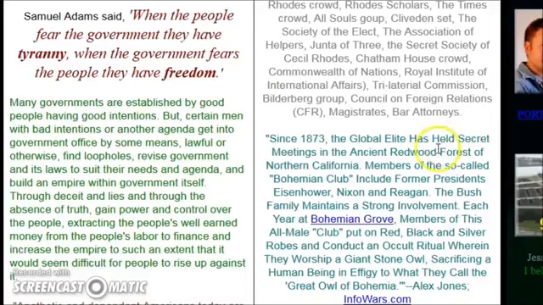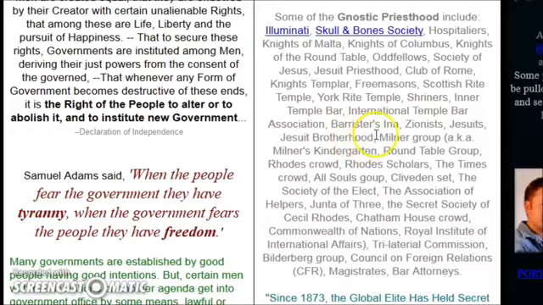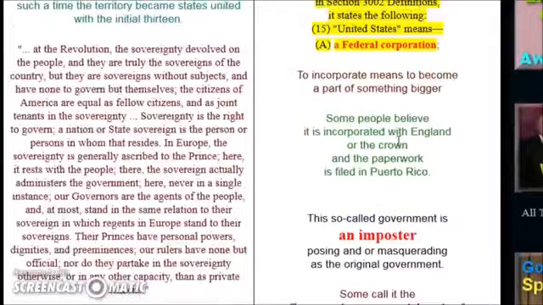We see the Secret Society of Cecil Rhodes, that's the Rhodes Scholar, Chatham House Crowd, Commonwealth Nations, the Royal Institute of International Affairs, the Trilateral Commission, which is run by the Rockefellers, the Bilderberg Group, the Council on Foreign Relations that the Clintons and many, many presidents have belonged to, and the magistrates and bar attorneys. So you have to be a member of this group. The bar attorney, BAR, actually stands for British Accredited Registry and is a corporation based in the City of London and chartered in Puerto Rico. And we'll get into that at another time.